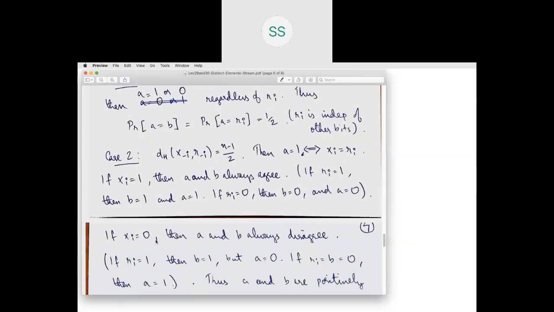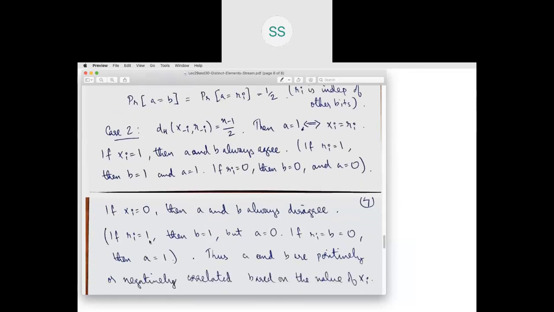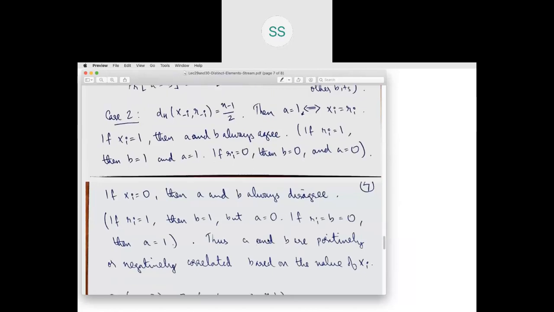Similarly, if xi equal to 0, then A and B always disagree. Why? Because if ri equal to 1, then B equal to 1. But then ri and x are opposite. So the Hamming distance increases, so A equal to 0. If ri and B are 0, then the Hamming distance remains less than half, so A equal to 1. So now again A and B are different. So if xi equal to 1, then A and B agree. If xi equal to 0, then A and B disagree. So A and B are positively correlated based on the value of xi in this case.